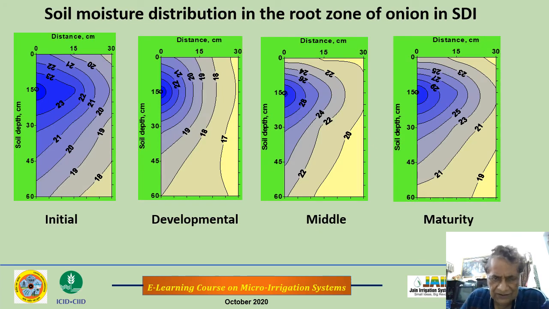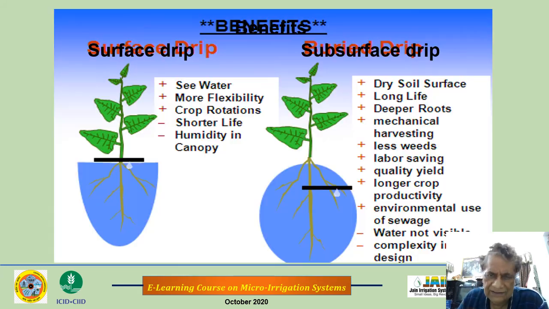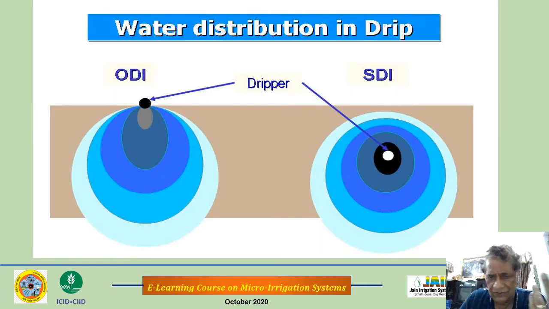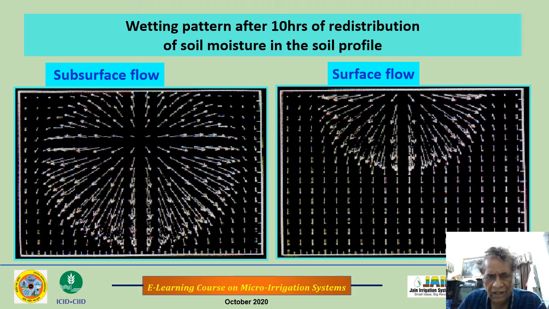This again shows the difference between the moisture patterns, particularly the root zone under initial condition, and during development stage, middle stage, and maturity stage of the crop that we would like to have. And they can be adjusted by adjusting the duration. Surface and subsurface benefits and merits and demerits, you all can refer to the very standard book. Here, this also again shows you the distribution of soil moisture.